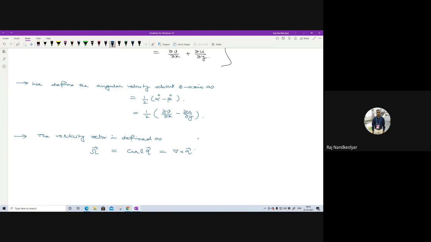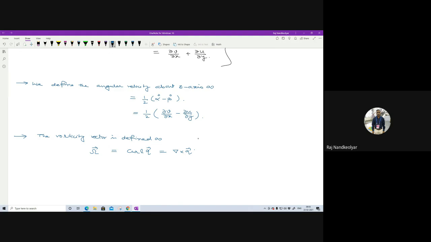So you already know that curl gives the rotation of a vector. So the vorticity vector is defined as the curl of q vector, meaning it measures the rotationality in the motion.